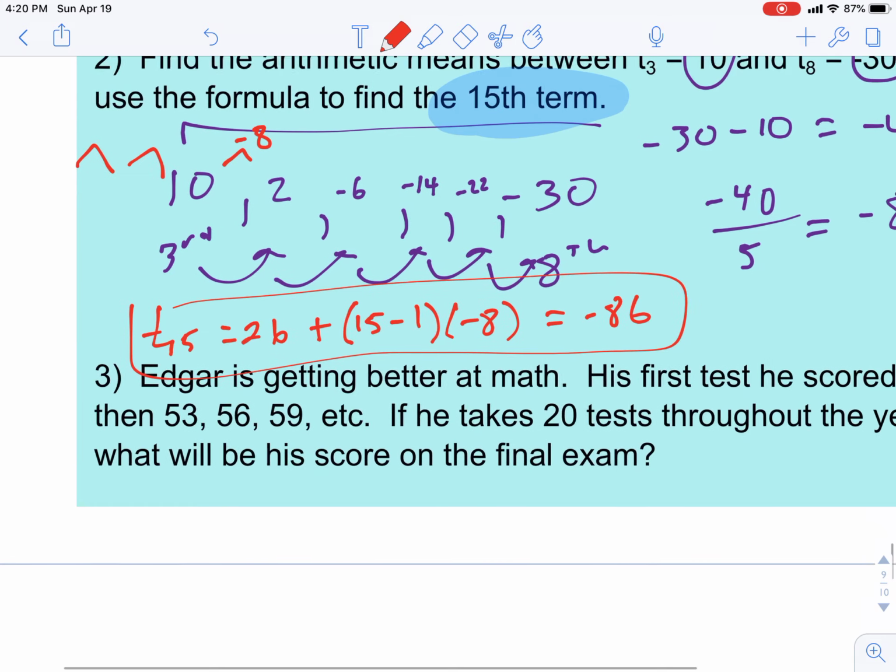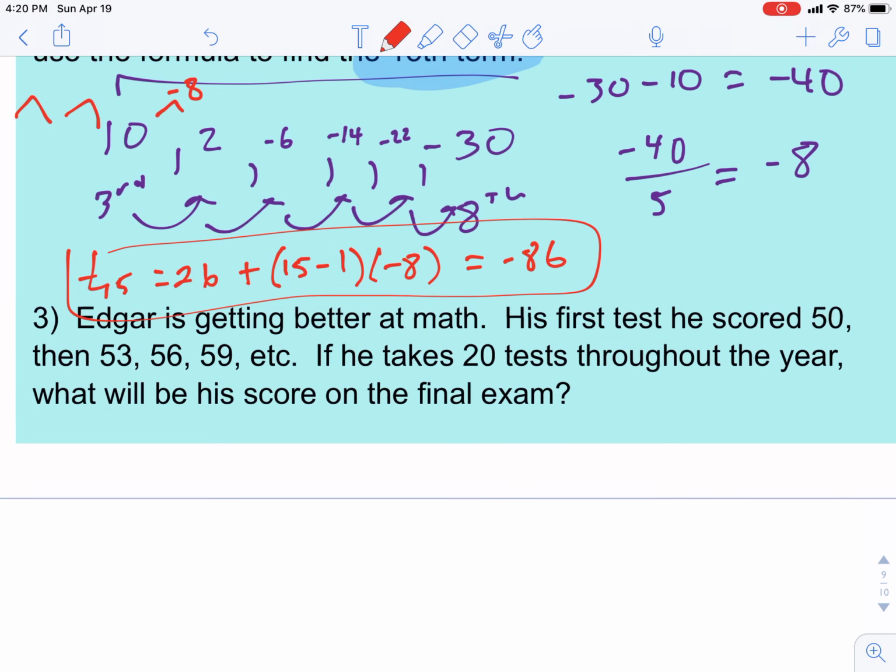Okay. Edgar is getting better at math. His first test score is 50. Then it's 53, then 56, then 59. If he takes 20 tests throughout the year, what will his score on the final exam be? Well, the pattern is arithmetic because we are adding 3 each time. So if we want to find the 20th test score, we need to know the first term, which is 50.